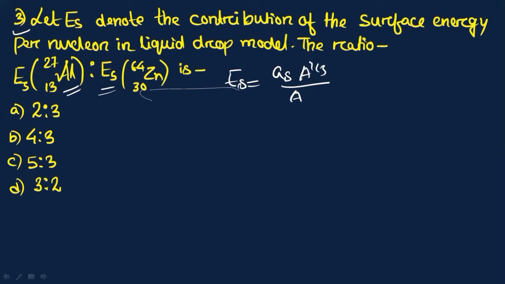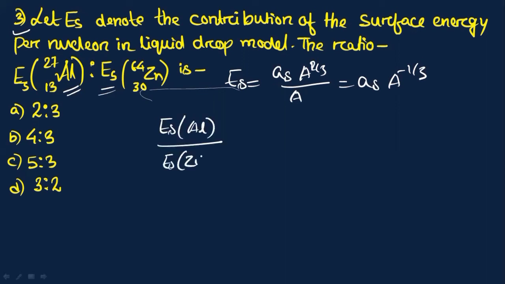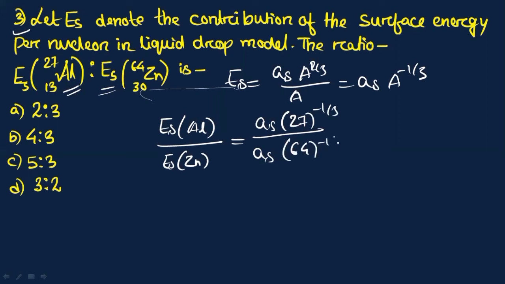So it is 2 by 3. So finally you can write what? It is AS, A to the power minus 1 by 3. Now we will write ES. This is for aluminium, this is for zinc. It will be equals to what? This is also AS. In the denominator also you will have AS. You have to see the mass number. For the first term, it is for aluminium, the mass number is 27, so it's to the power minus 1 by 3. For zinc, it is how much? 64, so it is to the power minus 1 by 3.